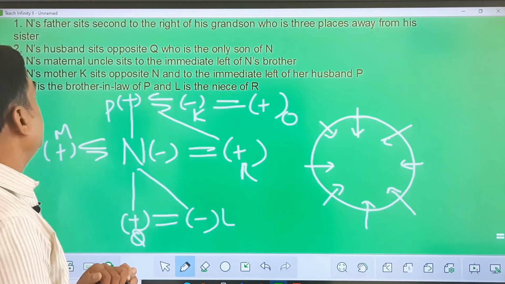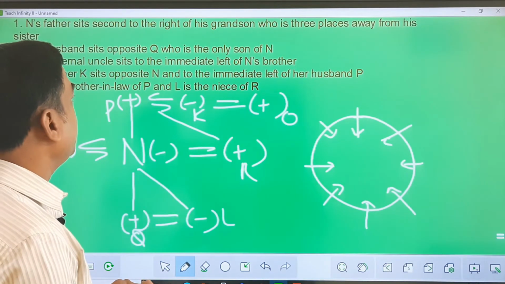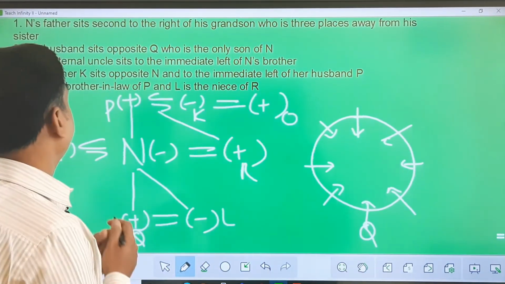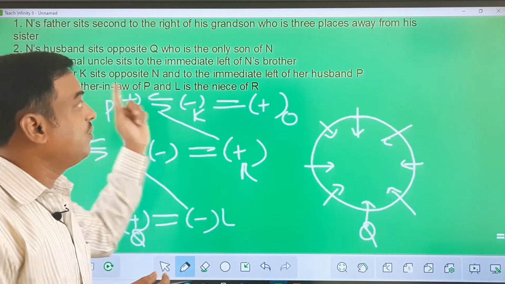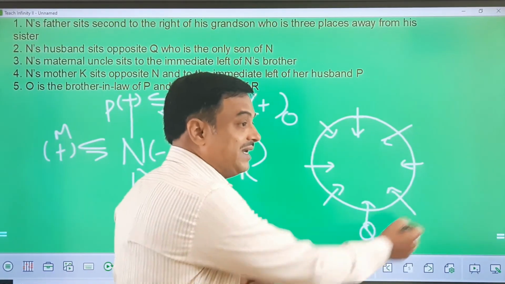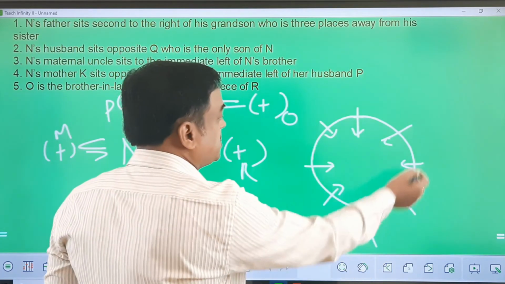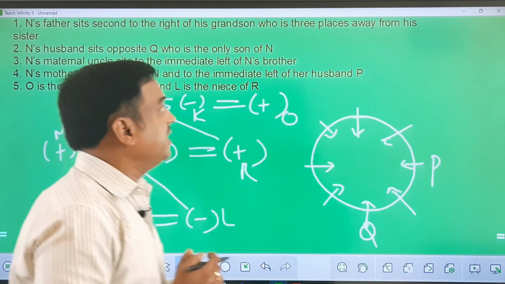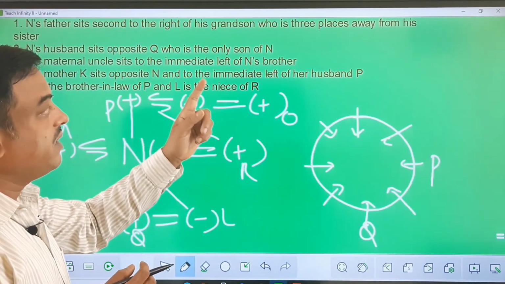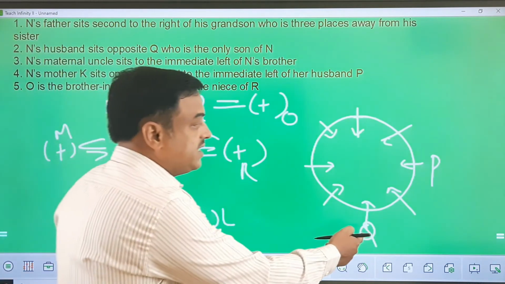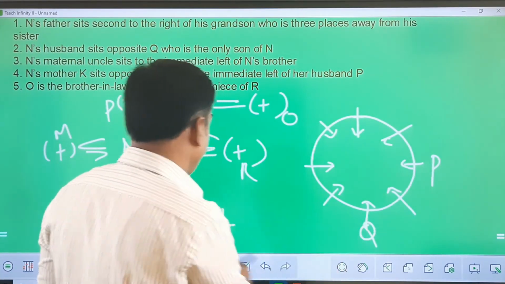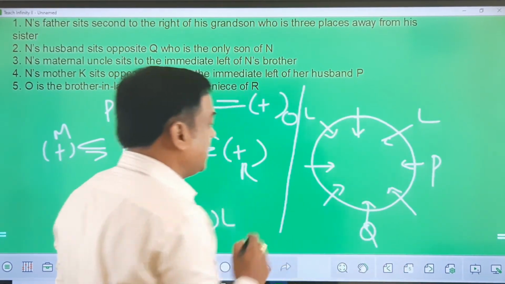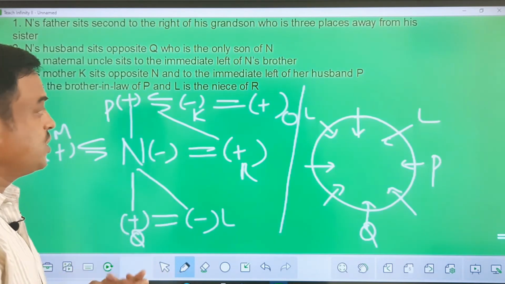Now the first one, N's father sits second to the right of his grandson. Who is the grandson, friends? Q. So I'll take Q. N's father sits second to the right of his grandson. So he is second to the right, first and second to the right. Who is that person? P. So we can say P is N's father here, and he is 3 places away from his sister. So his sister will be L. So L can be placed over here or over here. Please understand, left or right is not mentioned, so I have 2 possible options over here.